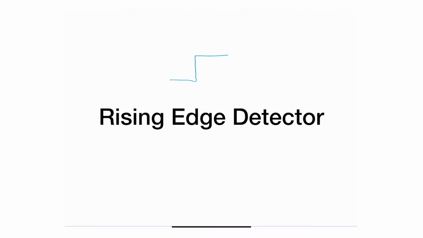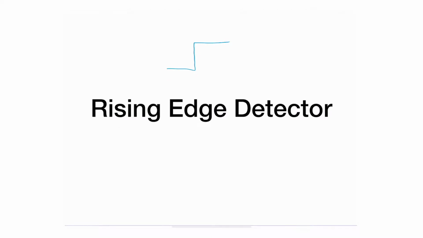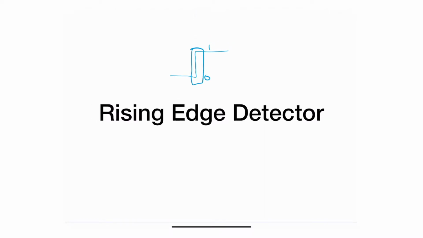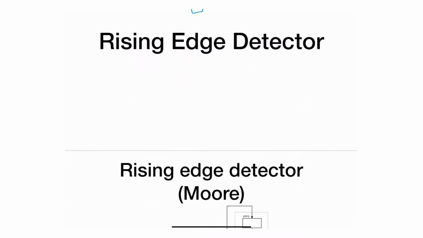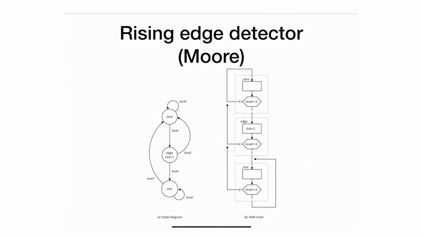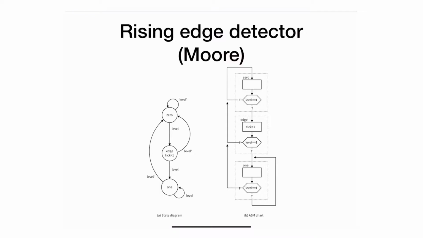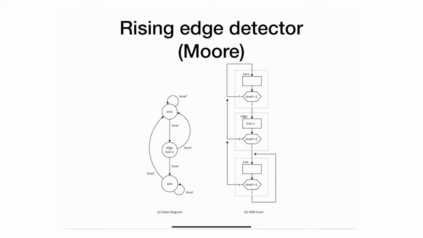So we're going to have some sort of an external input to the finite state machine, and it'll always detect this particular edge from 0 all the way to 1. And whenever this happens, it'll raise a flag, and that flag is going to be a tick. So let's get started. The implementation is pretty straightforward. The Moore implementation is the following. We have about 3 states.